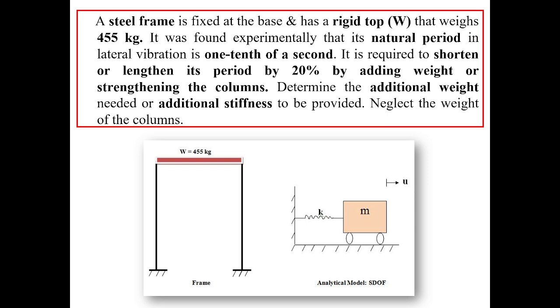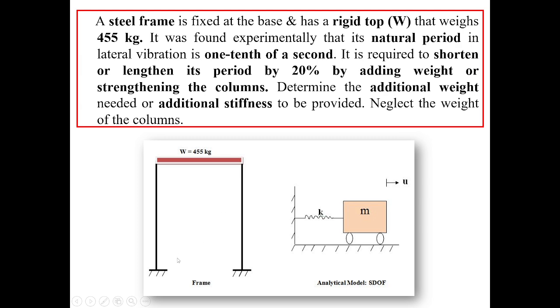second. Now, it is required to shorten or lengthen its period by 20% by adding the weight or by strengthening the columns. Now, the question is determine the additional weight needed or additional stiffness to be provided, and we have to neglect the weight of the columns, two columns.